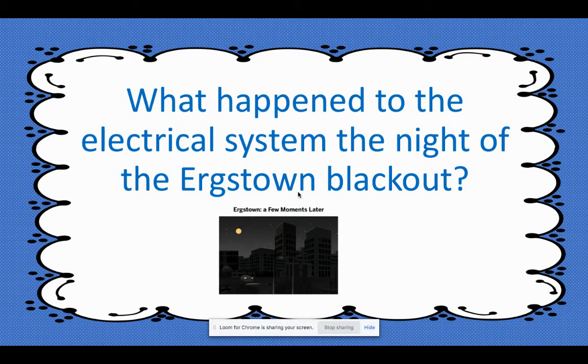What happened to the electrical system the night of the Ergstown blackout? So I know a few weeks ago we saw a picture and we talked about Ergstown. And this is what happened. We noticed that a lot of us noticed that all the lights went out.